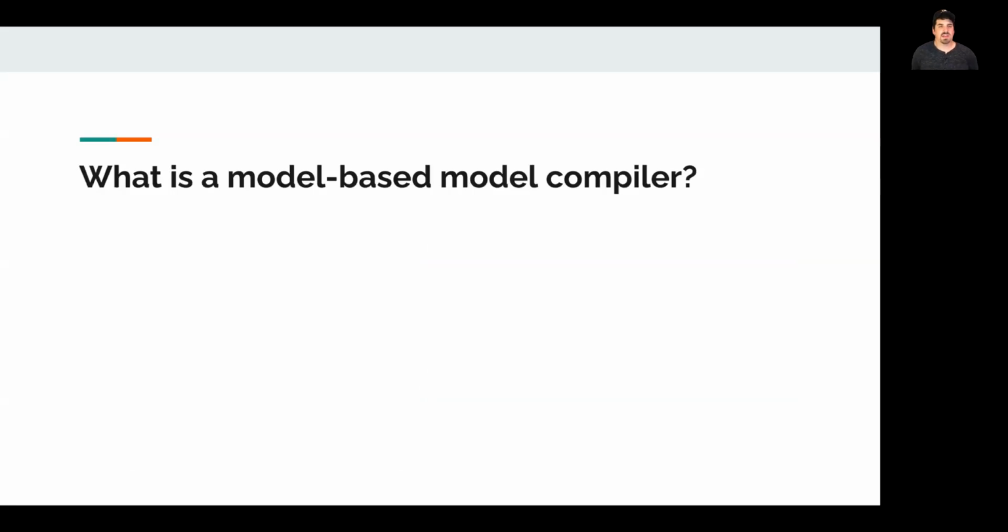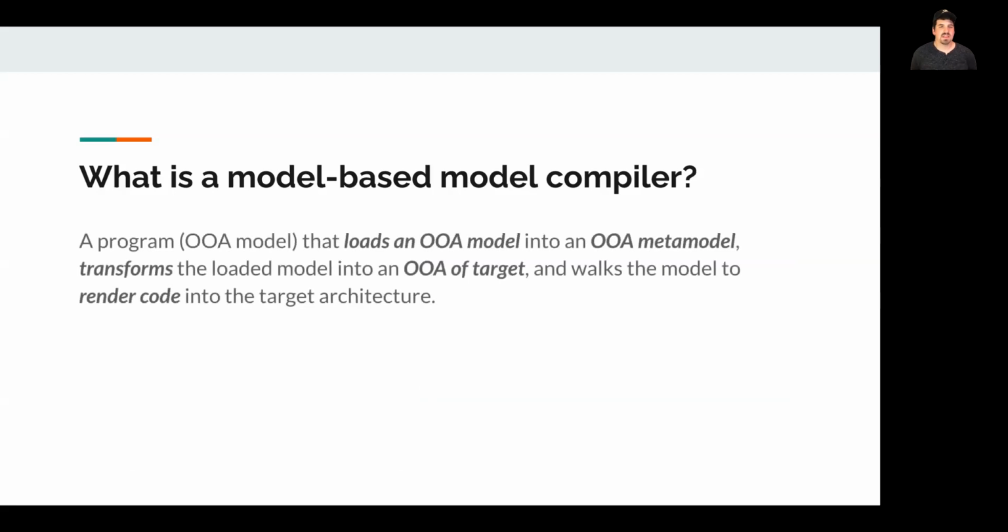First of all, I would like to lay some groundwork for model-based model compilation. What is a model-based model compiler? It is a program, which is an OOA model, that loads an OOA model into an OOA meta model and transforms that loaded model into an OOA of target. It then walks this model to render code into the target architecture. Let's break that down a little bit further.